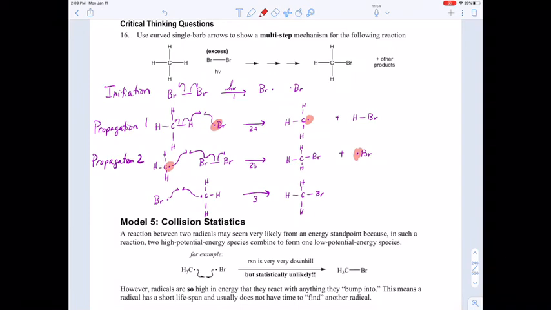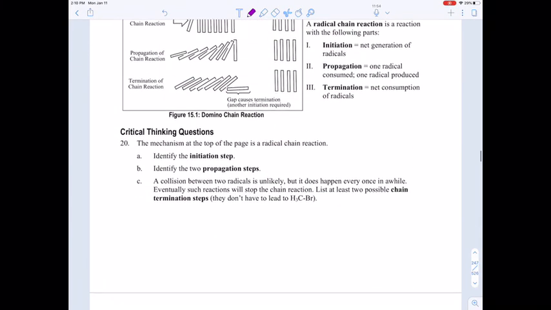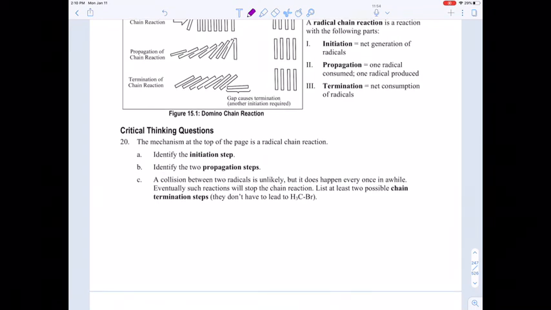So, for instance, if you were a botanist, you are propagating plants, you would maybe go to, say, a tomato plant, take cuttings from it, and then you would take each of those cuttings and you would start a new plant from those cuttings. Okay, the last step, this is going to be the termination. Termination because two radicals come together and they terminate the reaction, or that particular radical is terminated. A collision between two radicals is unlikely, but it does happen every once in a while. Eventually, such reactions will stop the chain reaction.